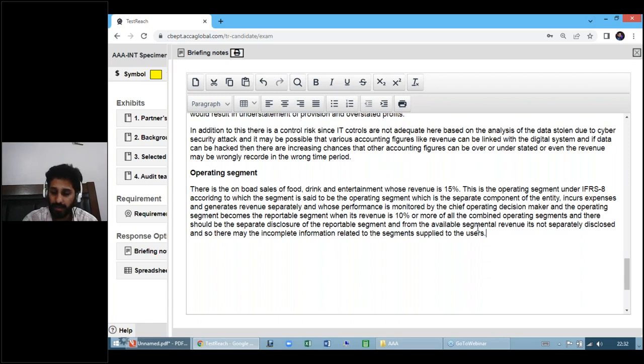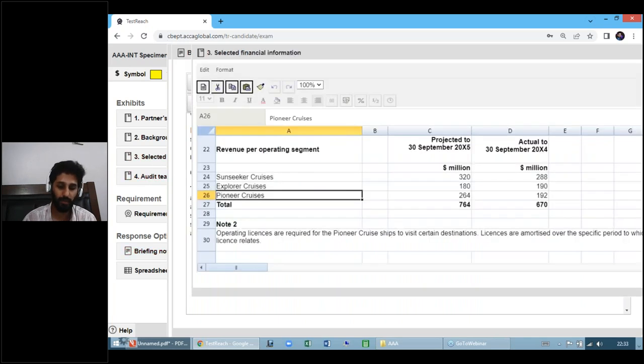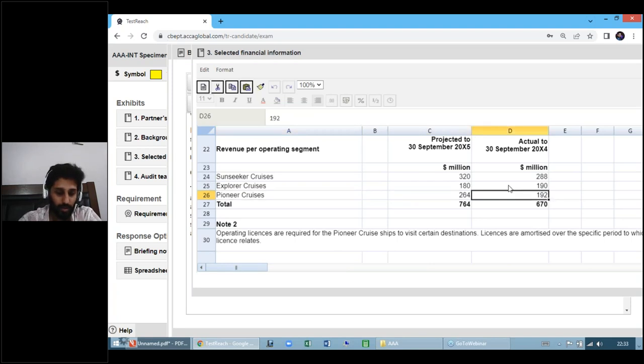right? And you need to analyze this information as well. Please make it quick. The issues with the Pioneer cruises, right? Because its licenses were withdrawn by many of the governments. So just calculate the effect of that. Can you please calculate to what extent the revenues are increased? 264 minus 192. The revenue of Pioneer Cruise is increased by 37.5 million.